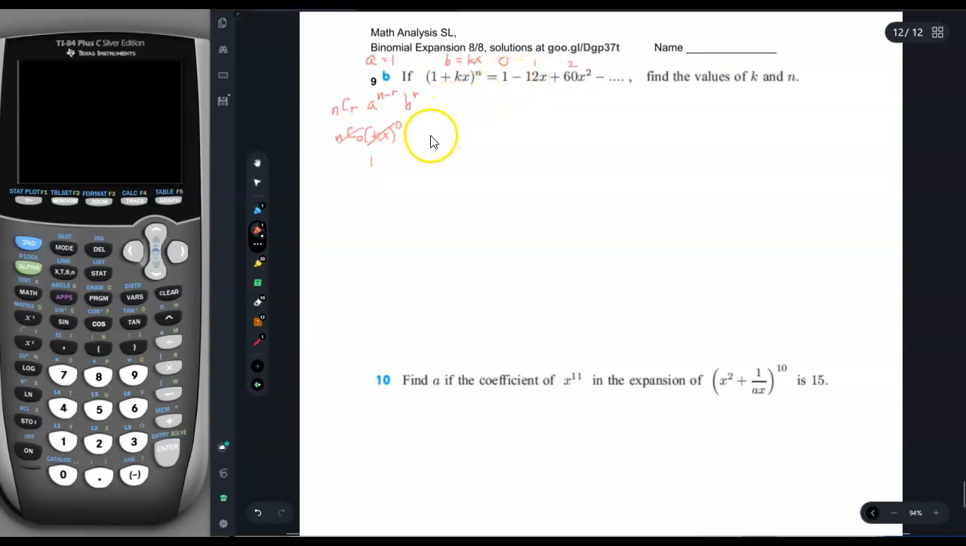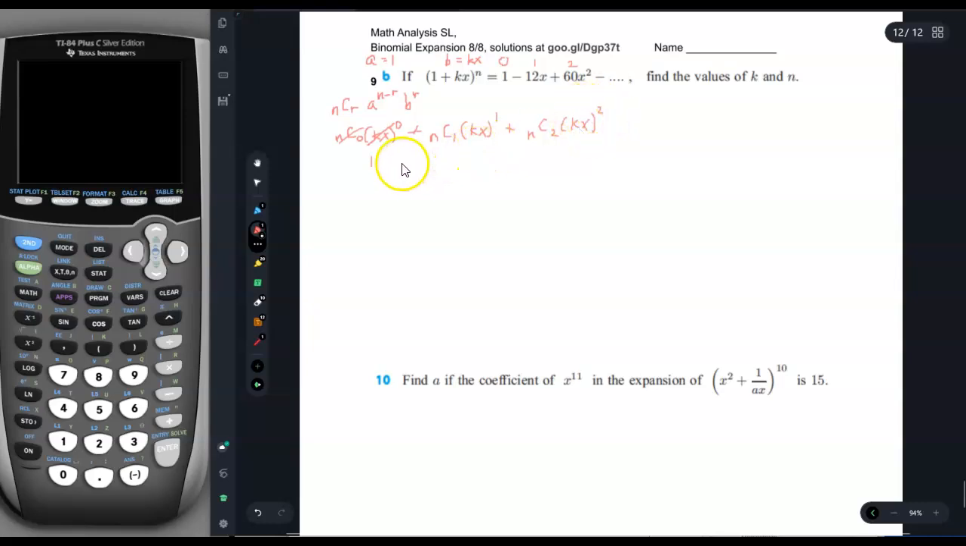Okay? Now let's do the second one. The second one would be n choose 1. And then it would be the a. We don't need to put the a expression because it's 1. And then we just put the b, which is kx to the 1. And then finally, we're going to do the third term. The third term is n choose 2, and then the kx is to the second power.